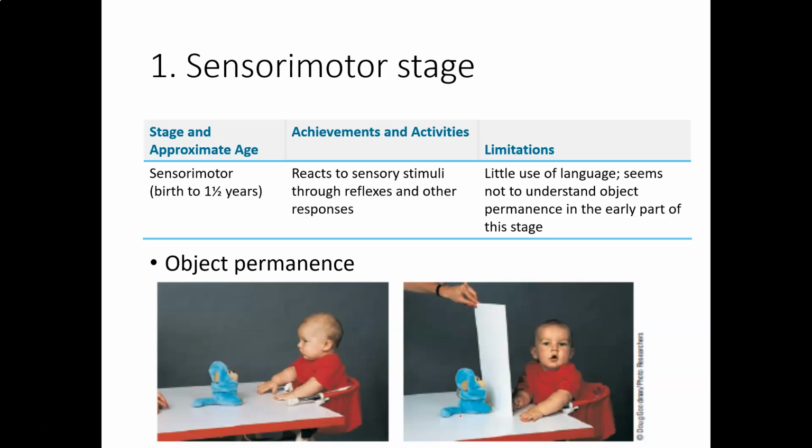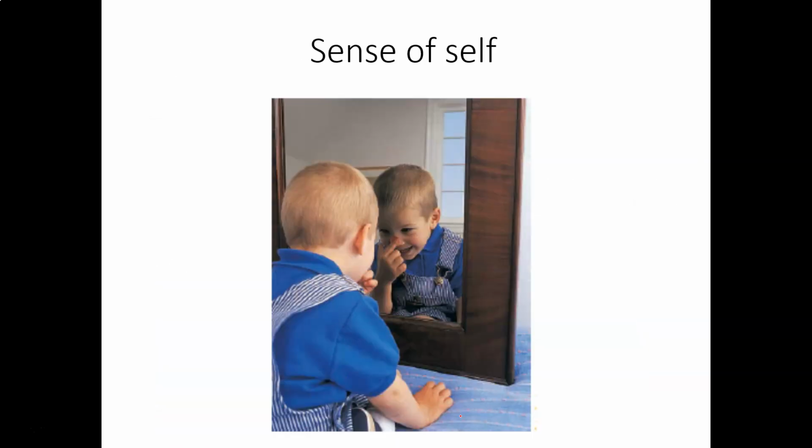The other piece that's missing at this sensory motor stage is a sense of self. If we were to apply a dot to a child's face and put them in front of a mirror, they would likely reach out to the mirror and not themselves. They don't necessarily recognize that the person that they're seeing in the mirror is themselves and that the dot is on them. Right? So they lack a sense of self at the sensory motor stage.